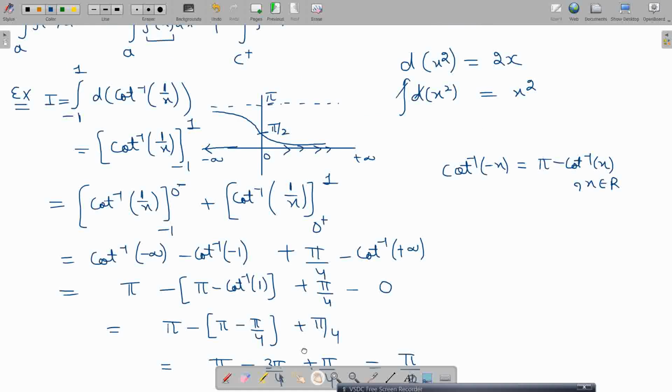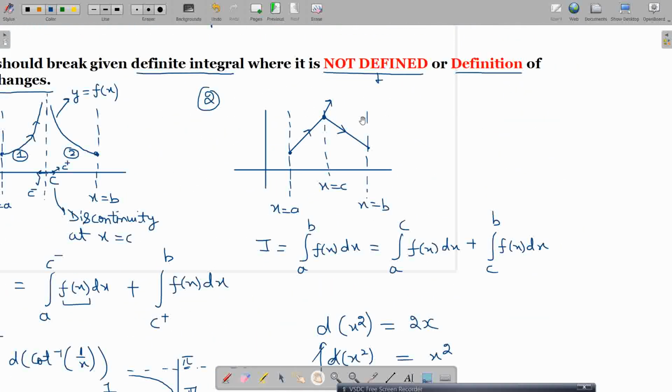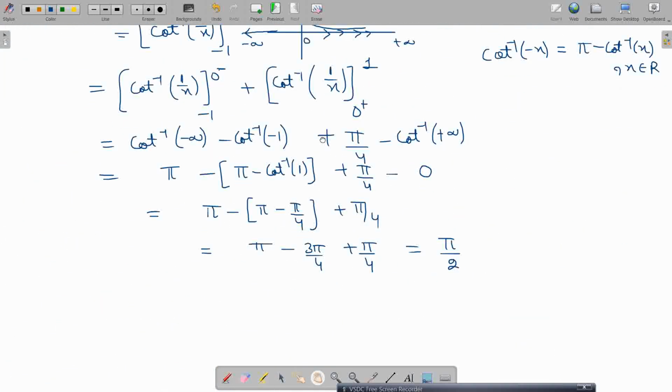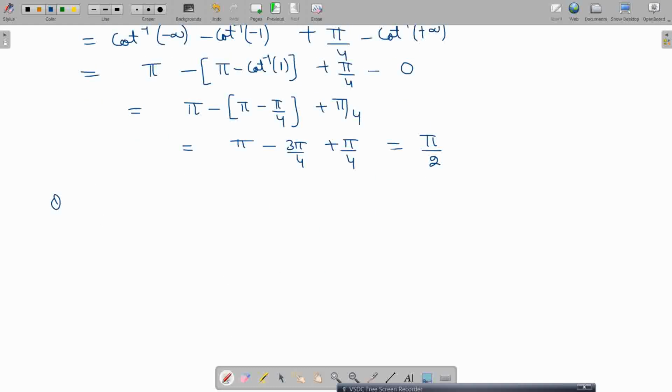Now let's just take the second example where the definition of the function changes. All right, definition of the function changes. Example number 2. See, very basic example. So integration from 0 to 4 mod of x minus 3 dx. Okay, so first of all, let's just draw the graph of this mod of x minus 3.